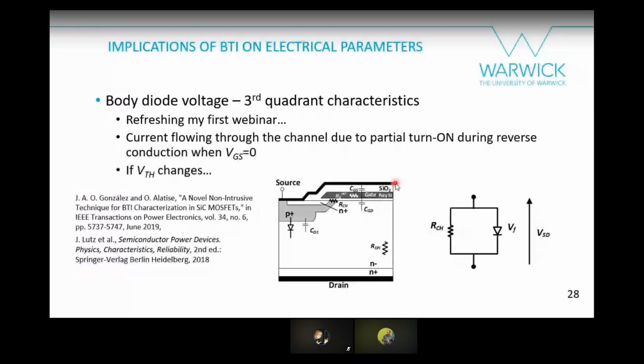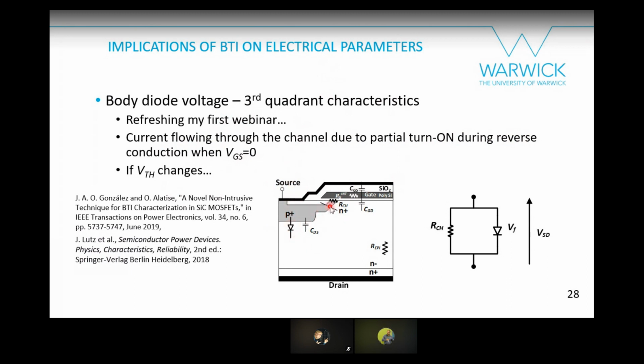And this is quite important. So I have to go back to the body diode voltage. If you remember, in silicon carbide MOSFETs in the third quadrant, you have current flowing through the channel due to the partial turn on during reverse conduction. When the gate source voltage is 0, it's just connecting the gate and the source, so 0 volts. You have current flowing this way.